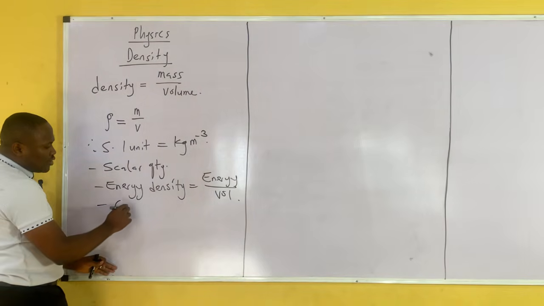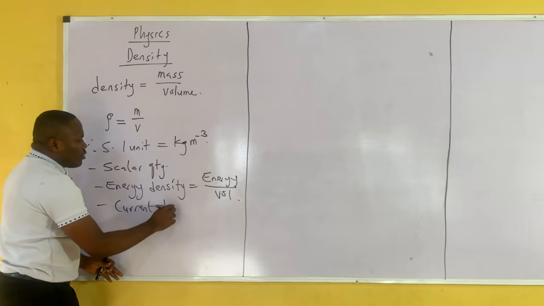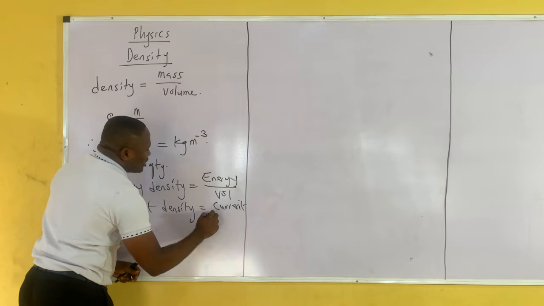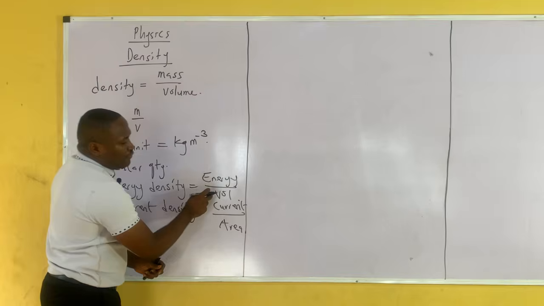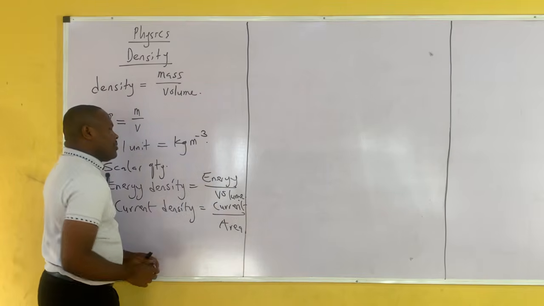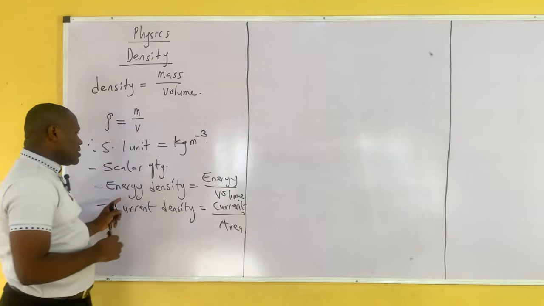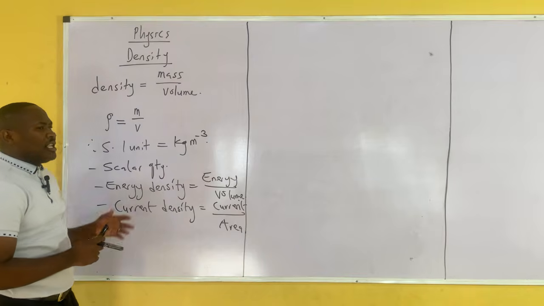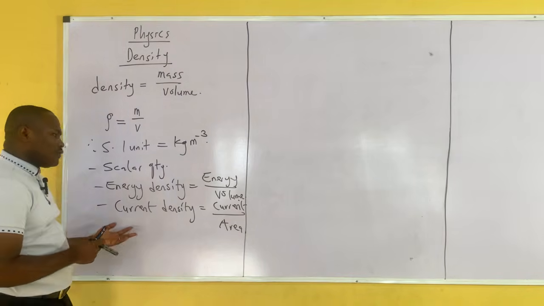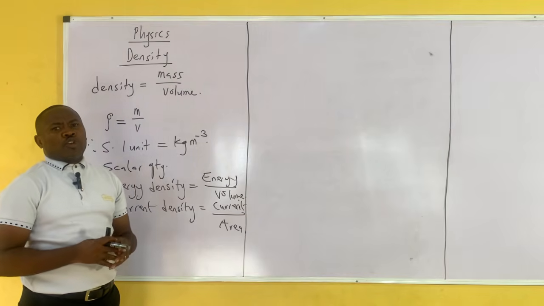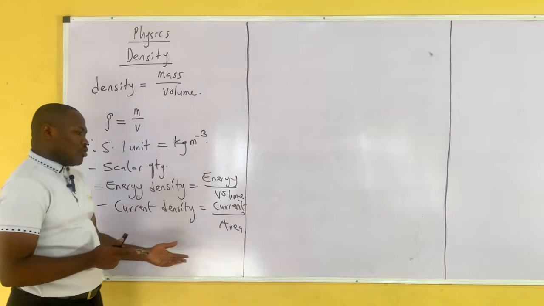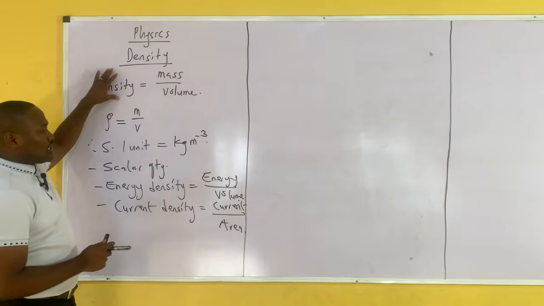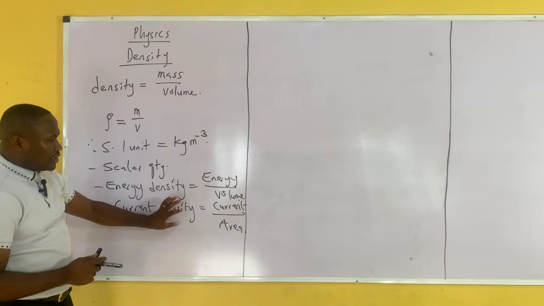And I have another that is current density. Current density is current over area, not over volume. But energy density is energy over volume. Why? Because energy flows in 3 dimensions, but current flows in 2 dimensions. That's what you hear about the cross-sectional area of a wire. So that's why we are using over area and not over volume. So take note, this is density, this is energy density, and this is current density.